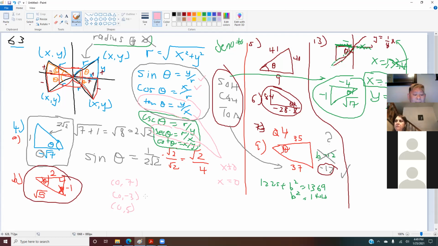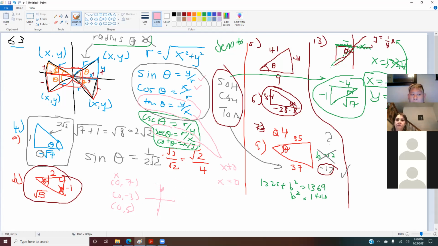Where is this located in the xy values, in the graph's coordinate system? Where's 0, 7 located? Right here, right? And 0, -3 is right here, right? So this is all where your x value is 0.